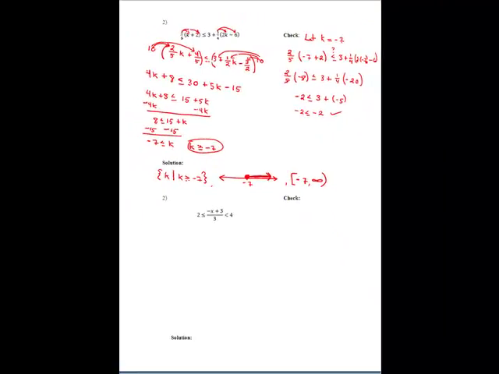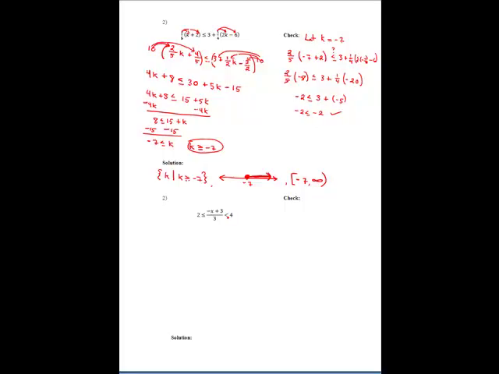This last example, my first step will be to get rid of my denominator here. But notice that this is a double inequality. Unlike the previous examples where we had a single inequality, here we have 2 is less than or equal to negative x plus 3 divided by 3, and that's less than 4.